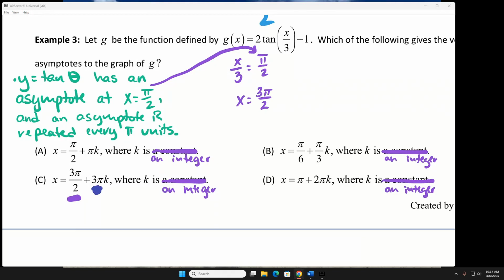So where do you guys think this 3 pi is coming from? Okay. So here it's repeated every pi units because that is the period of the parent function. This one is going to be repeated every 3 pi units, probably because it's the period of this function. So let's make sure that's true.